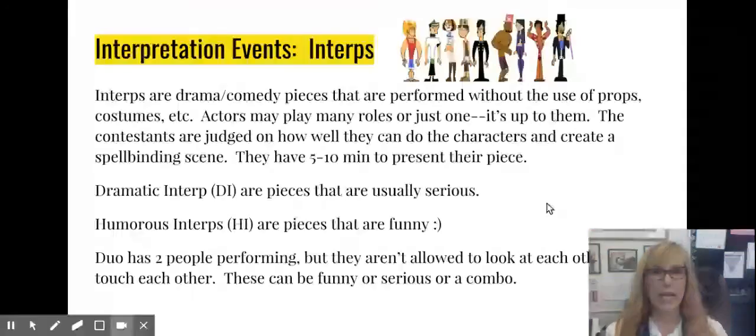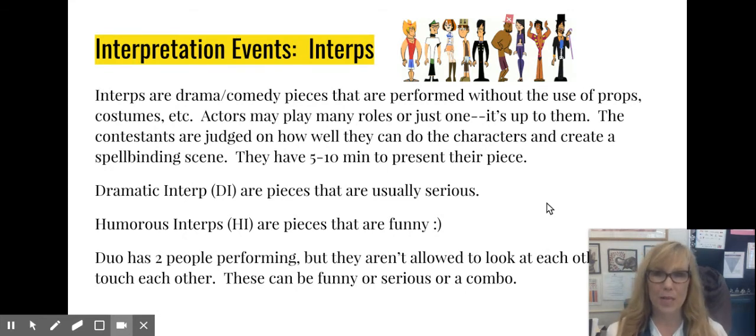Dramatic interp, or we also call it DI, are pieces that are usually serious. They may have some funny elements in it, but overall, they're pretty serious. Humorous interp, or HI, are pieces that are supposed to be funny, and we hope that they are funny.